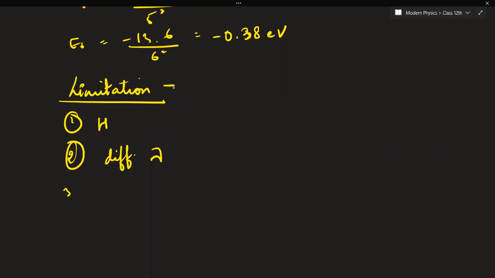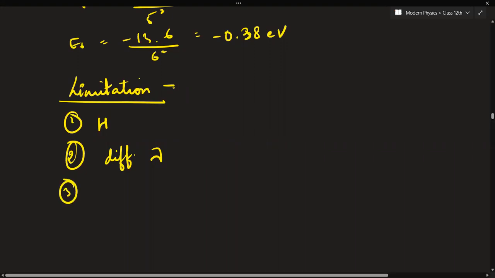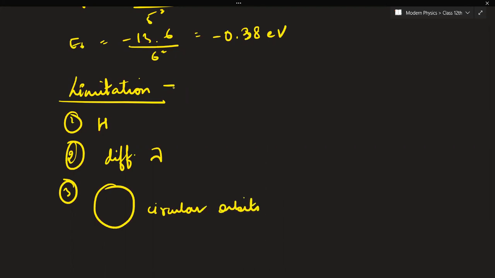The third limitation that arose was that it does not explain why only circular orbits we have. Why should only circular orbits be chosen? Understood? Because elliptical orbits are also possible for revolution to occur. So there wasn't any explanation for this. That became a limitation of it.